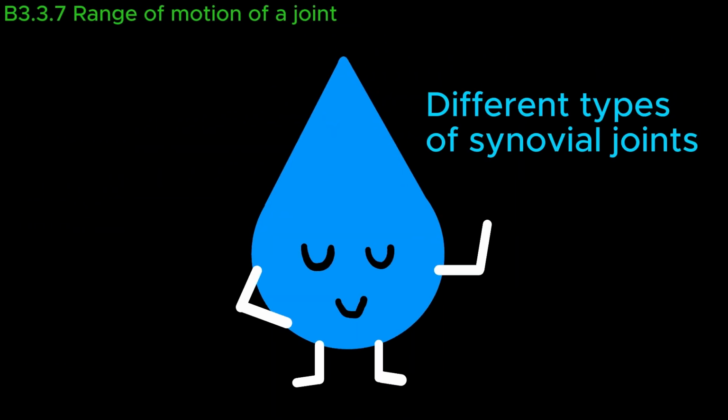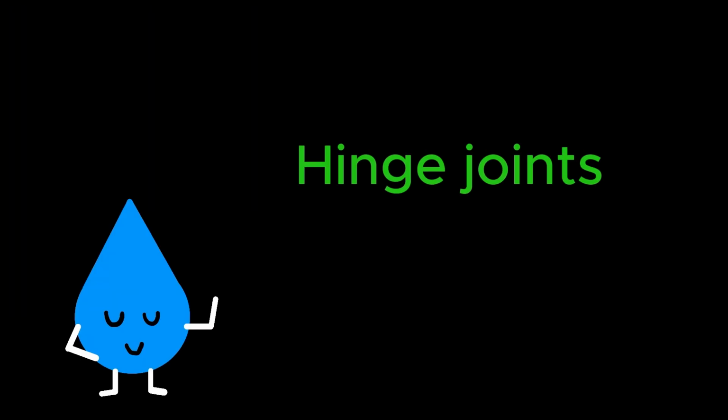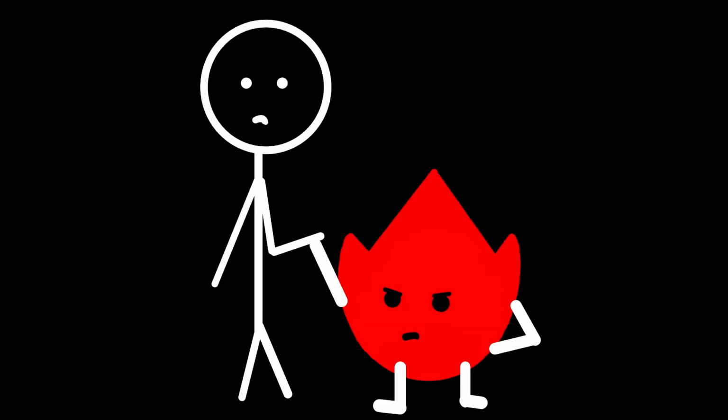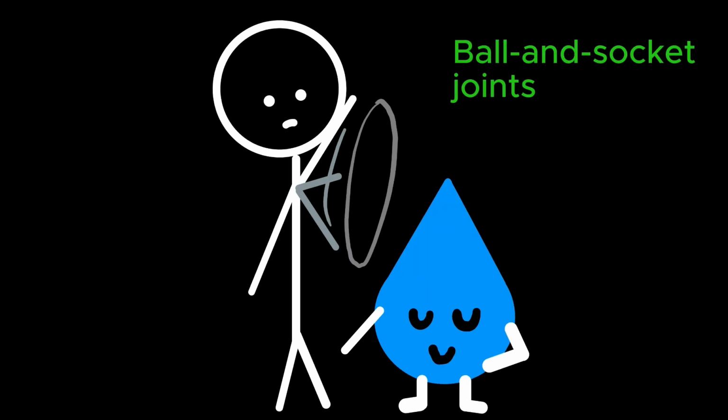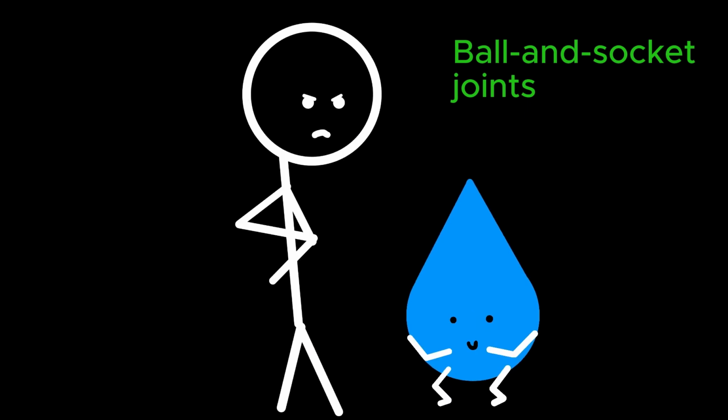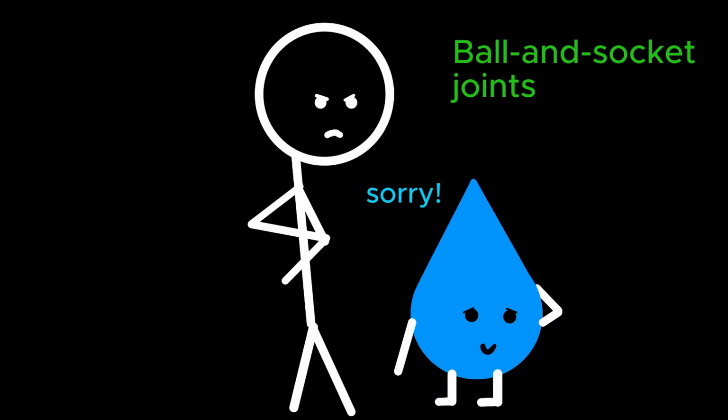There are different types of synovial joints. Some are hinge joints, meaning they can only move back and forth in one direction. Others are ball and socket joints. Can you guys stop touching my arms? Which have a greater range of motion.